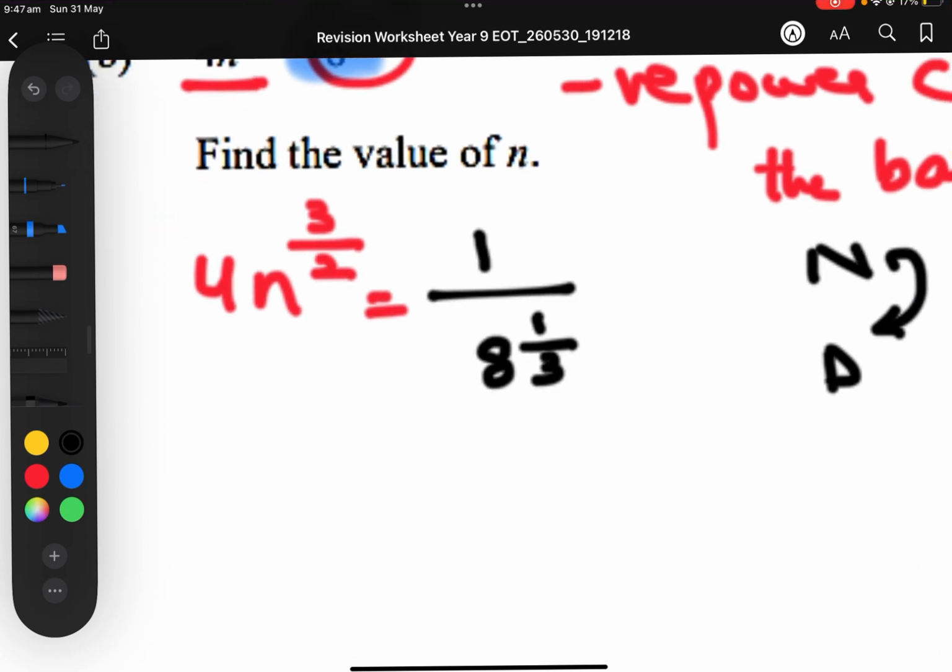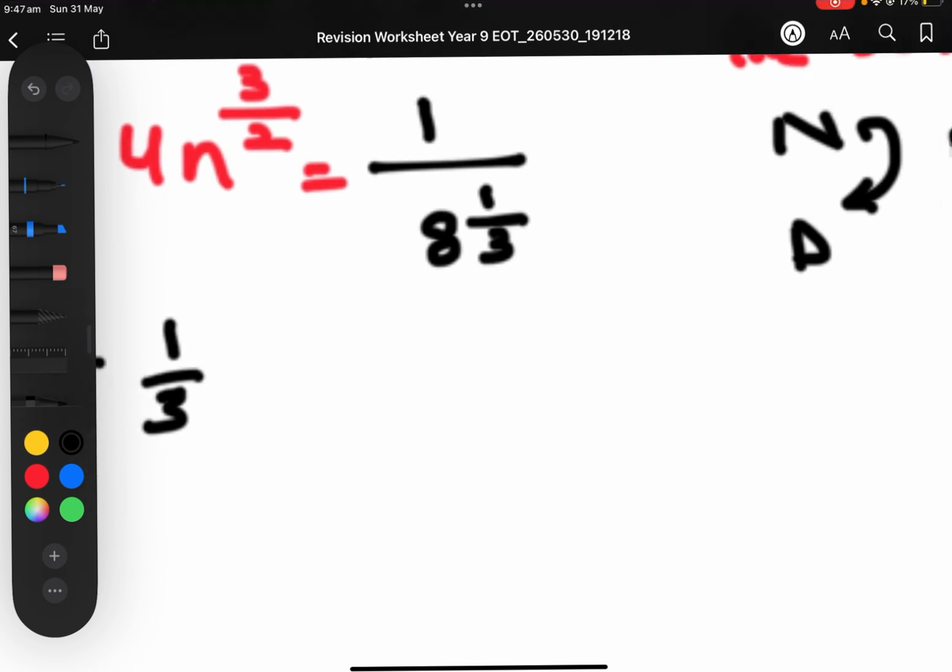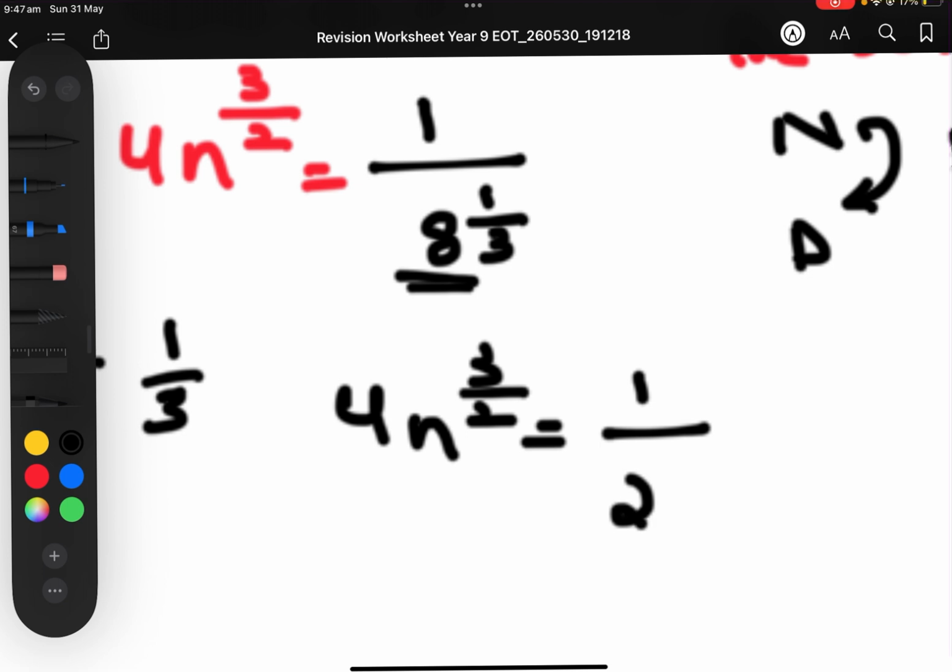What did I tell you? For the powers 1 by 2, 1 by 3, write these numbers down in the simplest form. So here it becomes 4n to the power 3 by 2 is equal to 1 by 2 cube, and then this will multiply further with my 1 by 3. This 3 gets cancelled. I'm left with 1 by 2.